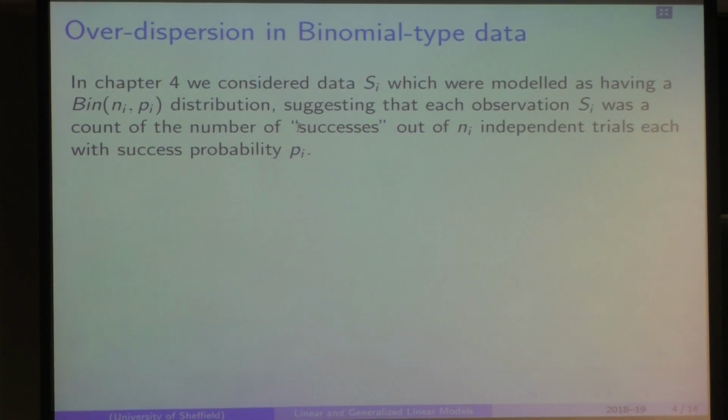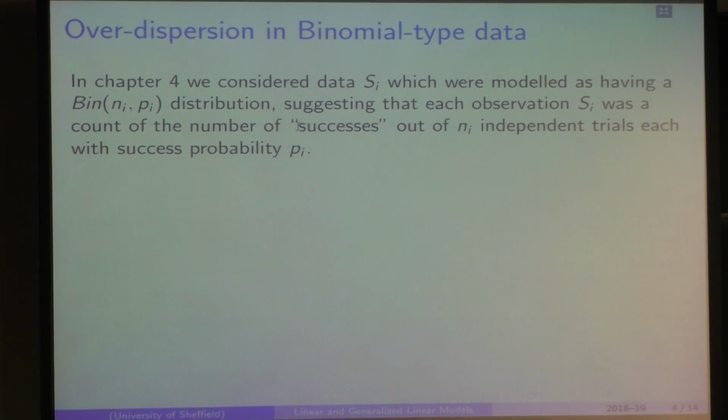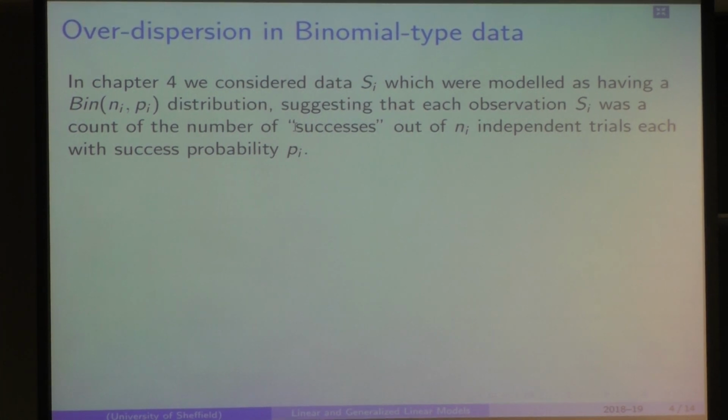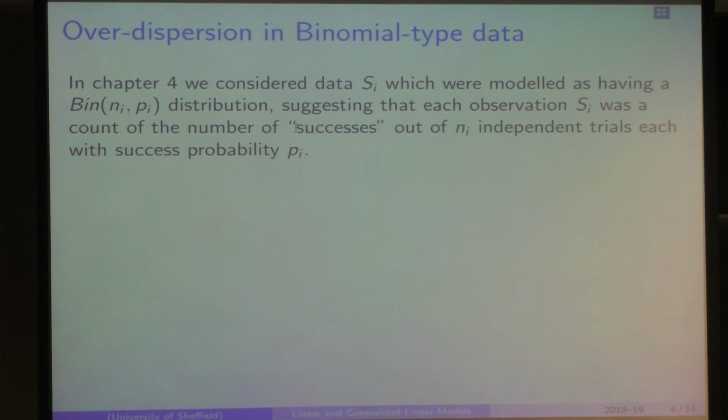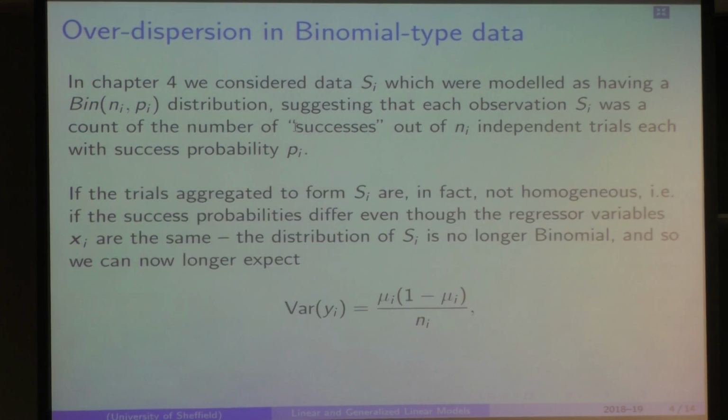Okay, so let's now focus on the binomial distribution. So remember that the binomial distribution crops up if you have n_i trials and they're independent and they have constant success probability p_i. Okay, so that's the assumption that gives you a binomial distribution for the number of successes. Okay, so what happens if the assumptions go wrong?